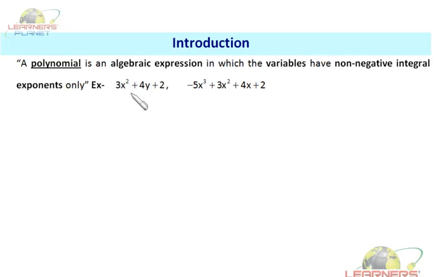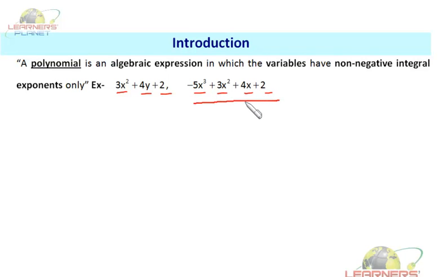Now here we see, in this expression, 3x square, 4y and 2. These are the terms of this algebraic expression. Similarly, over here, -5x cube, 3x square, 4x and 2. These are terms of this algebraic expression. That means it is a complete algebraic expression and these are the terms of this algebraic expression.